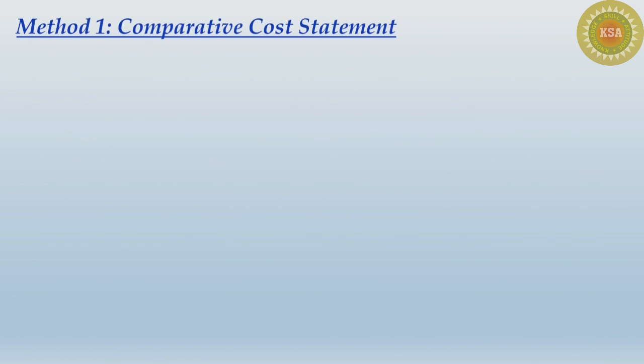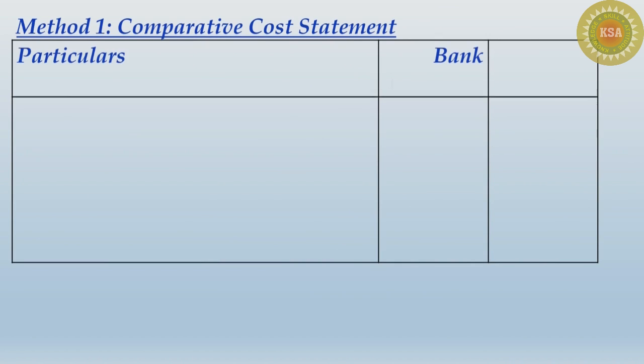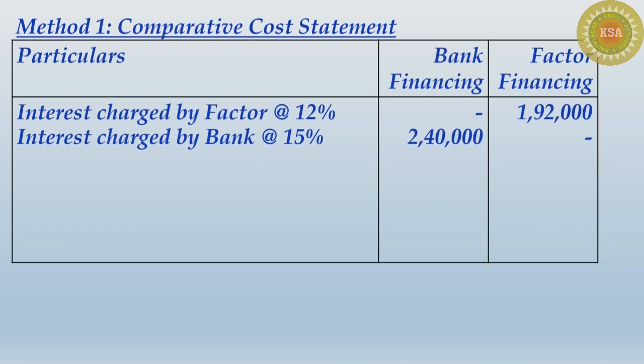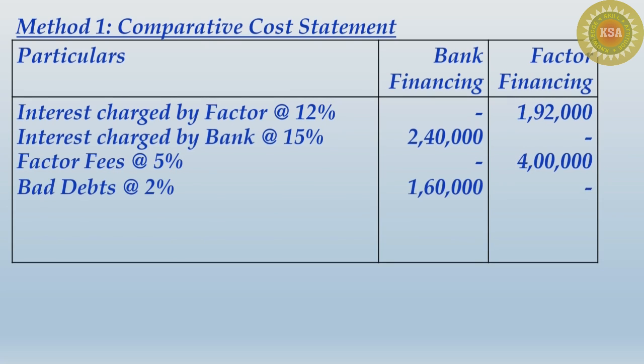Method 1, comparative cost statement. You have bank financing and factor financing. Interest charged by factor is 12% of 16 lakhs, that is 1,92,000. Interest charged by bank will be 15% of 16 lakhs, that is 2,40,000. Bank interest comes in the bank column and factor interest in the factor column. Factor fees is 5%, and it will come only in the factor column. Bad debts will arise only in the bank's column, because if you are financing through bank, the loss of bad debt will come on your head. Bank will not bear the loss, you will have to bear that loss.